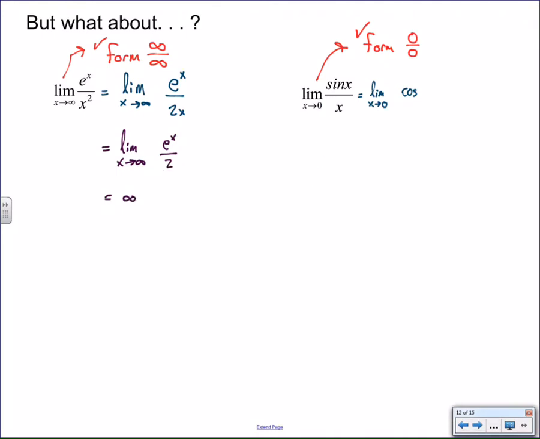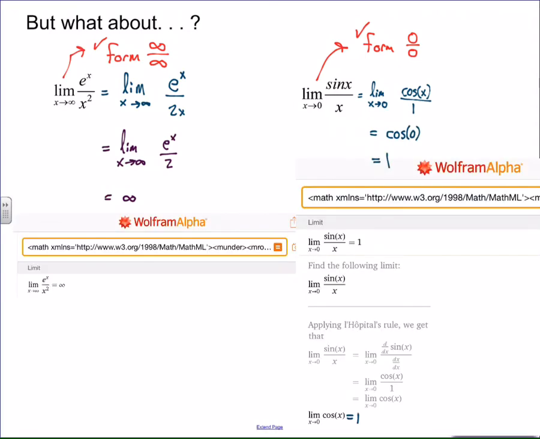In this case over here, we do the same thing, take the derivative of the sine as cosine, derivative of x is 1, and now we can let x approach 0 and get 1.